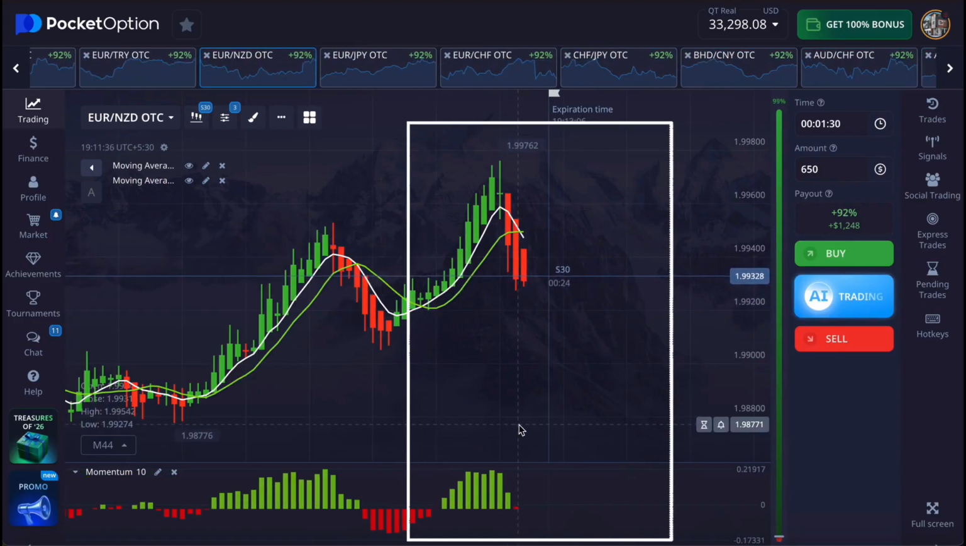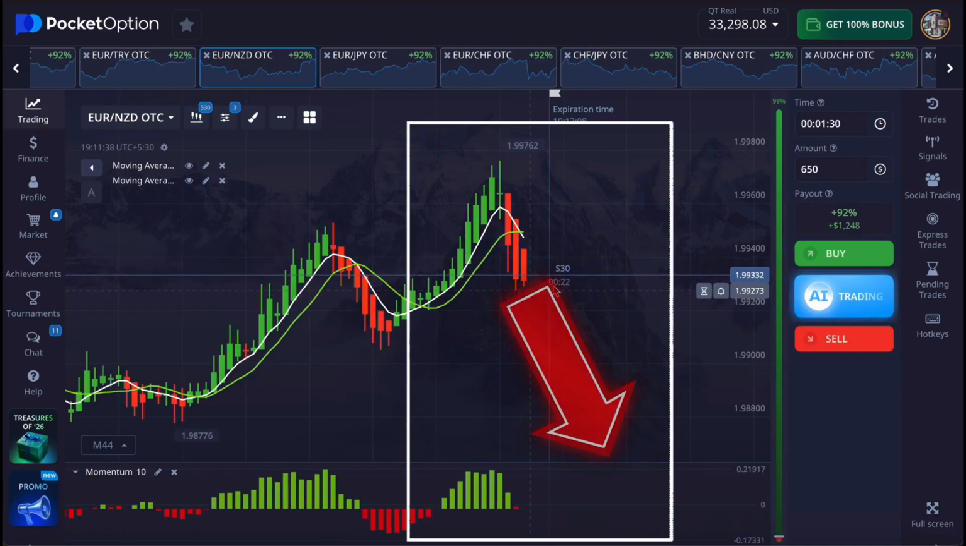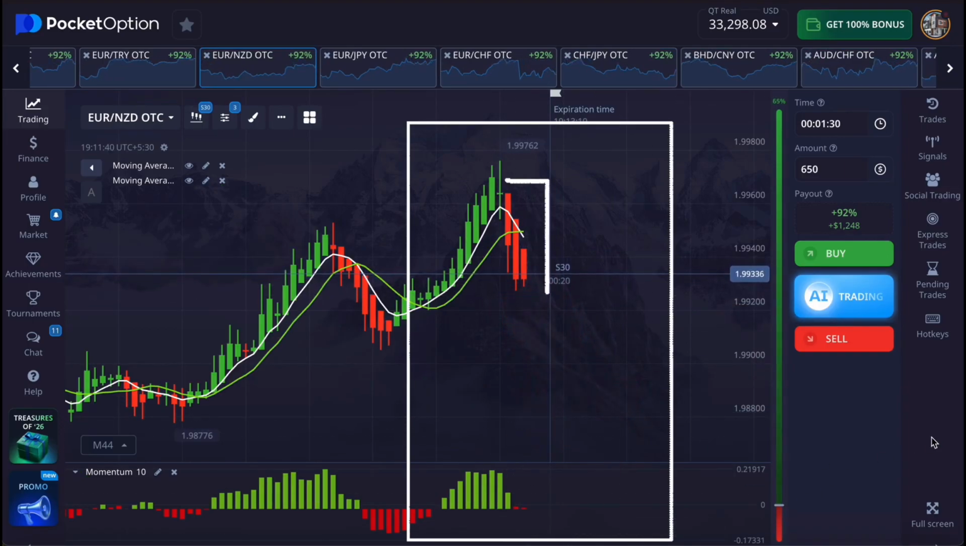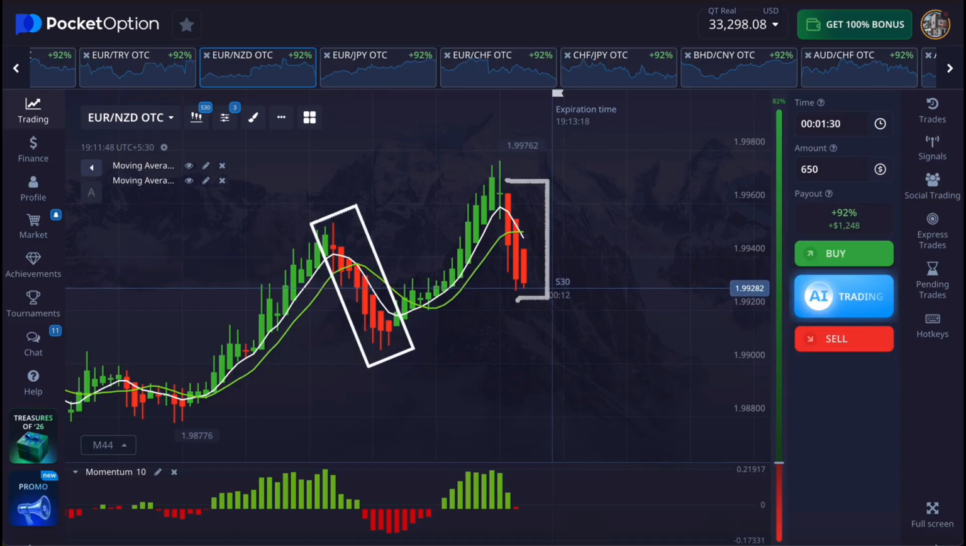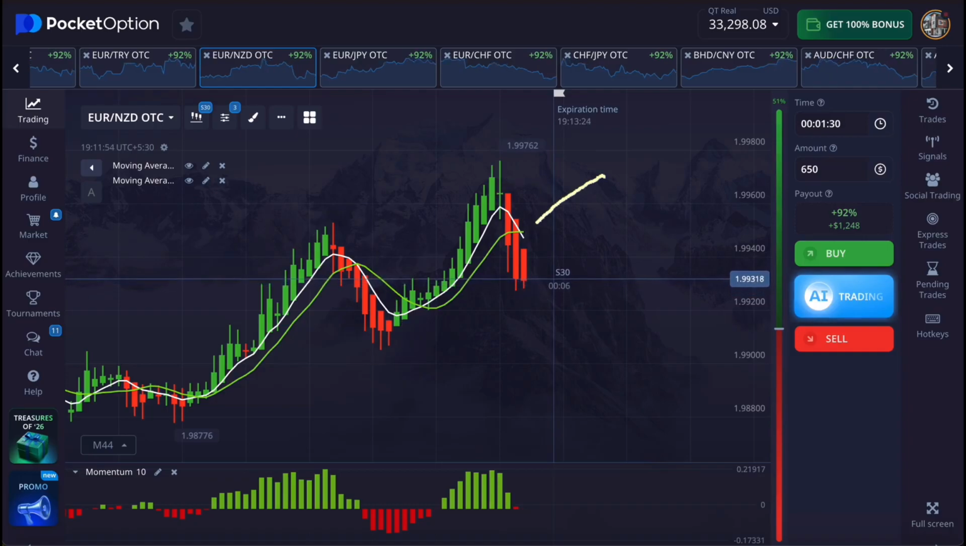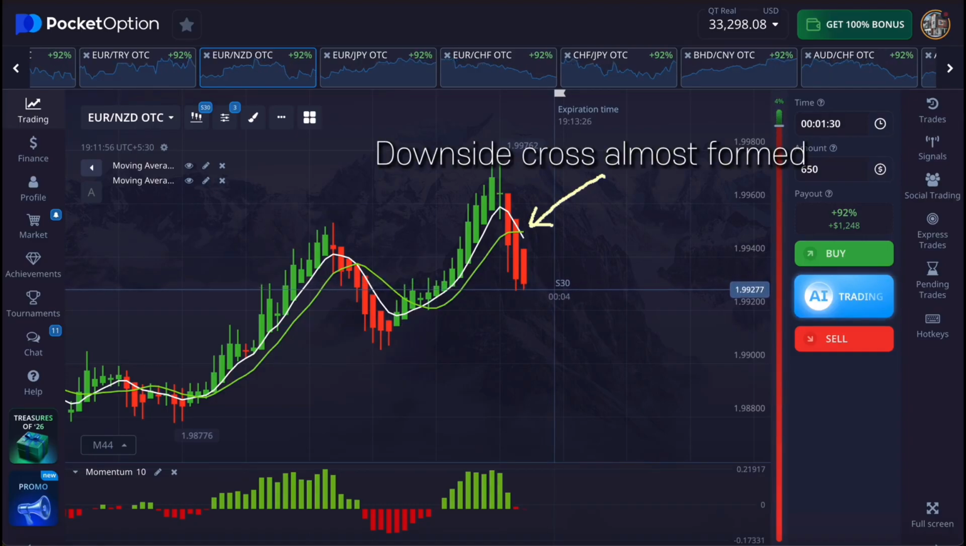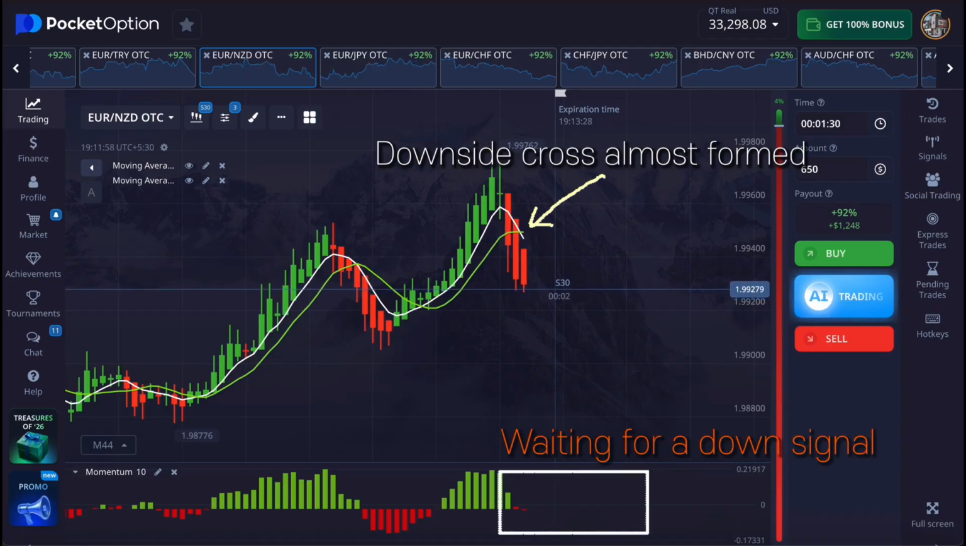So this time a good confirmation is visible in the downward direction, but this time some volatility is visible in the candles. The market is not as calm as last time. If the market is highly volatile, it may be difficult to place the entry at the right time. And talking about the confirmation, here the moving average line has made a downward cross. Now we just have to wait for the signal from the momentum indicator.